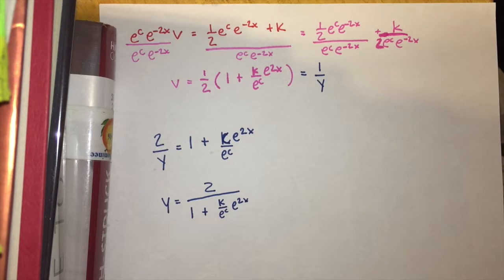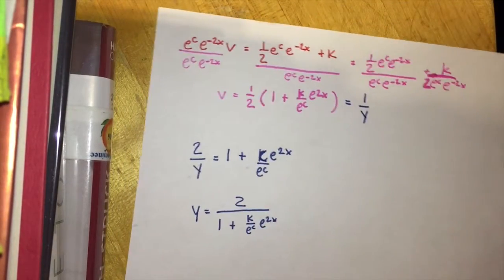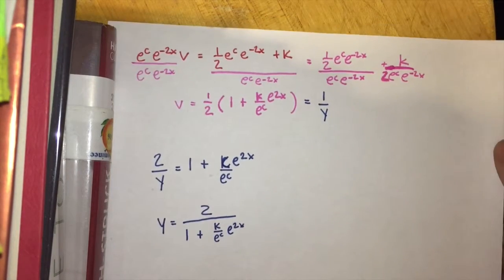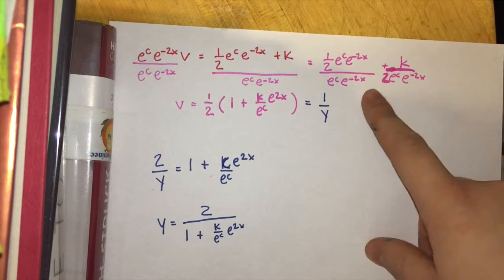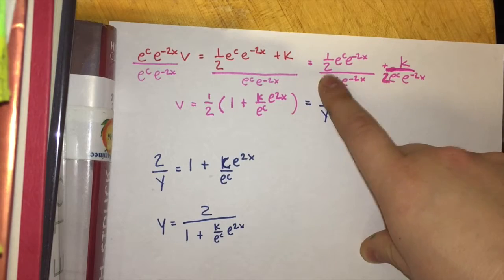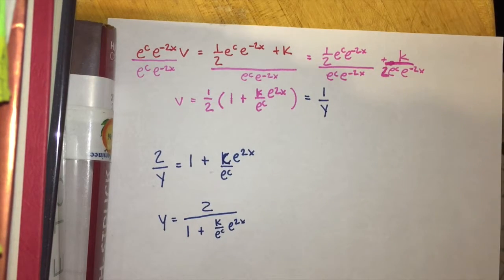So we still have v in this equation, and we need to take it out because we were just substituting it in. So the first thing we're going to do is divide both sides by the coefficient of v, which was e to the c times e to the negative 2x. And when we divide both sides, you're going to separate your variables here, and then keep your 1/2 on the bottom over here. And then you're going to end up with v equals 1/2 times the quantity 1 plus k over e to the c times e to the 2x.